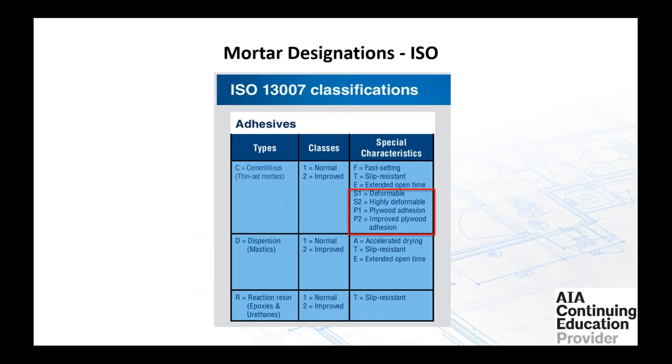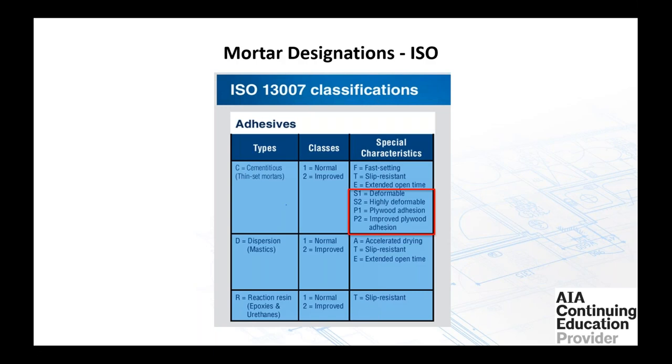Dispersion is identified through a D. Again, D1 for mastix normal, D2 for mastix improved. The characteristics for mastix are A for accelerated drying, T for slip resistance or non-sag, and E for extended open time.